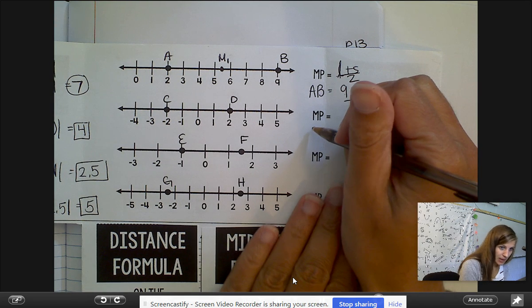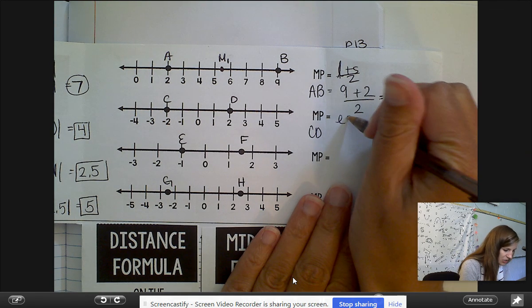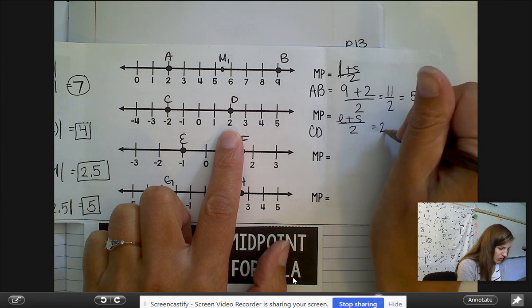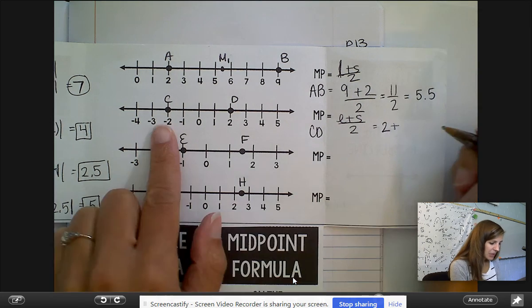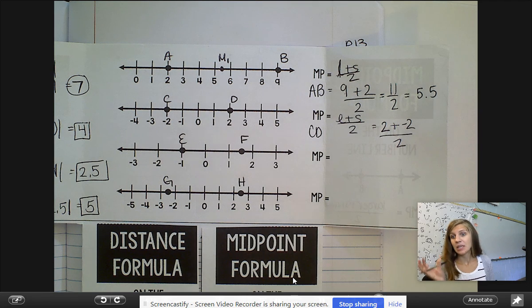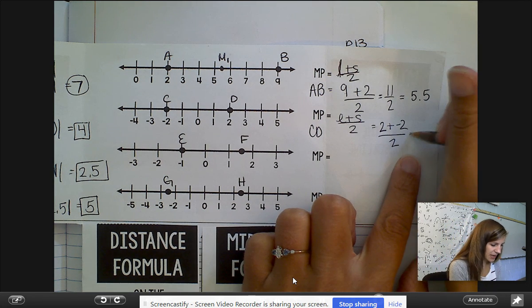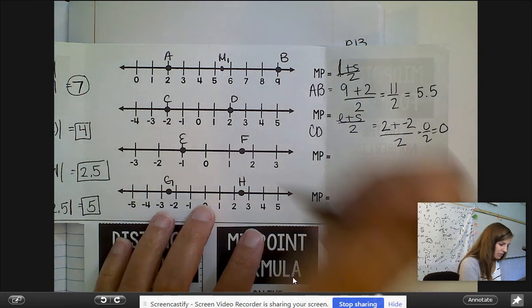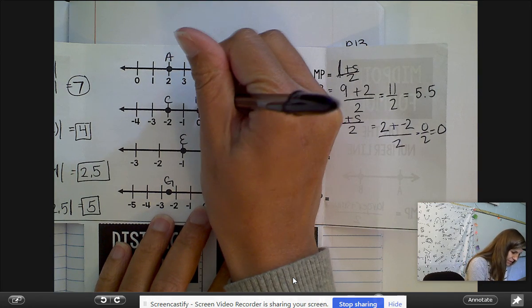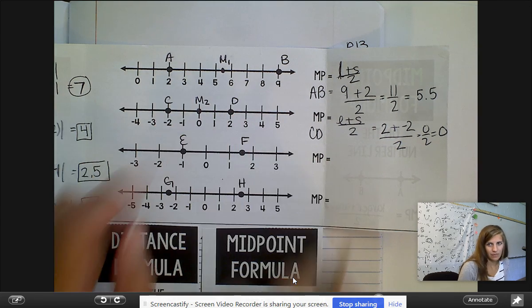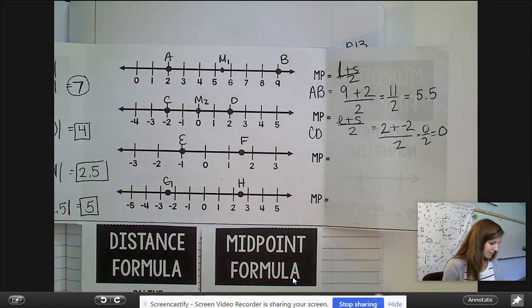So if we find the midpoint of CD, we're going to do large plus small divided by 2. So the large number here is 2 plus the small number here is -2 all over 2. Now 2 plus -2 is 0. 0 divided by 2 is 0. So my midpoint is located at 0, which if I plot that on there as midpoint 2, that looks right. And again, if I count, we get to the middle.